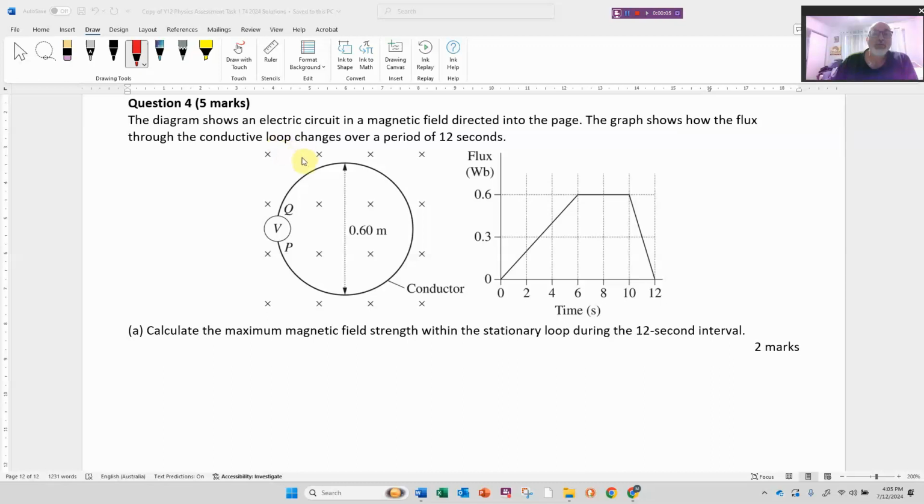Another question involving magnetic field. The diagram shows an electric circuit in a magnetic field directed into the page. The graph shows how the flux through the conductive loop changes over a period of 12 seconds. So you can see here it starts off at zero flux.